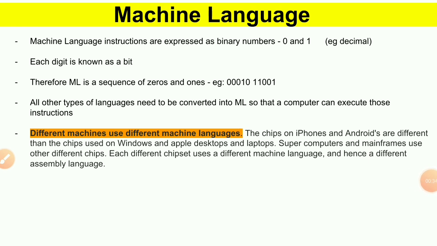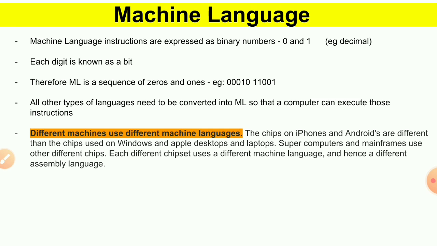So what is a language? A language is a method through which you can communicate to other persons, isn't it? So if you want to communicate with a computer, you have to use a language, but that language will not be Hindi or English. It will be a different kind of language which is known as machine language or binary language.